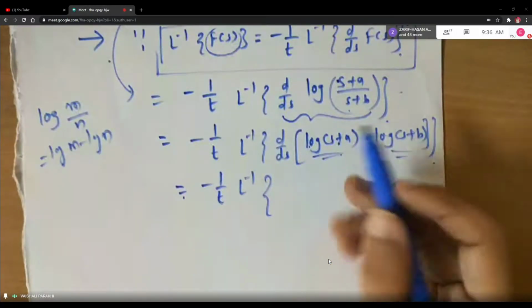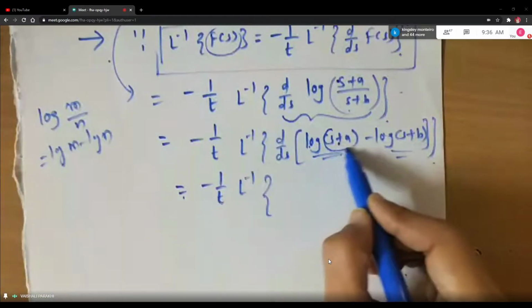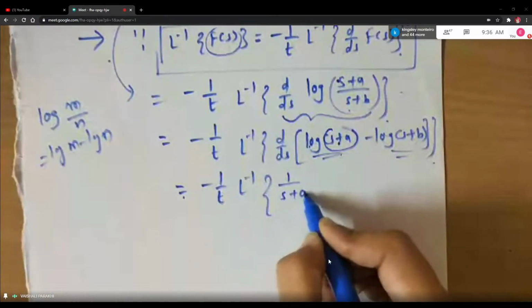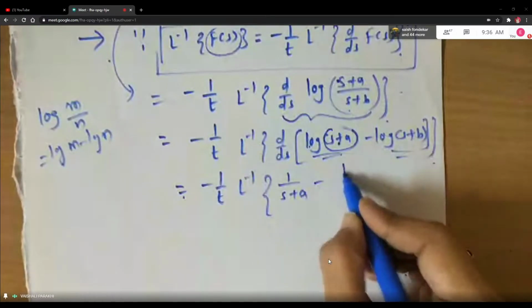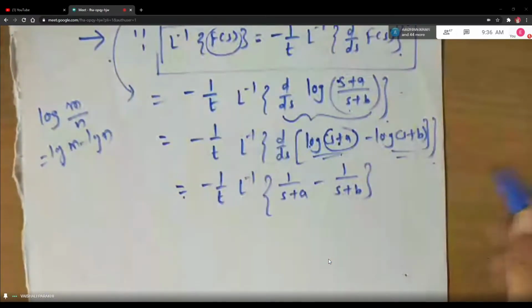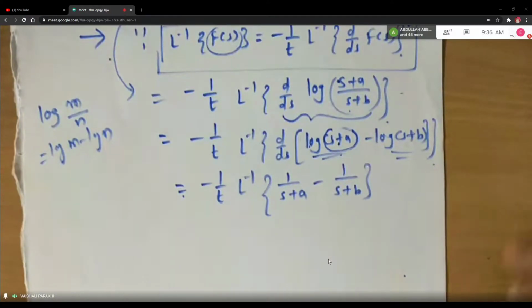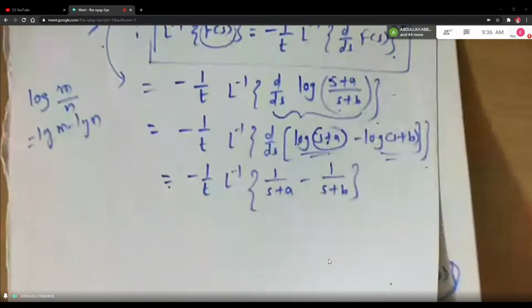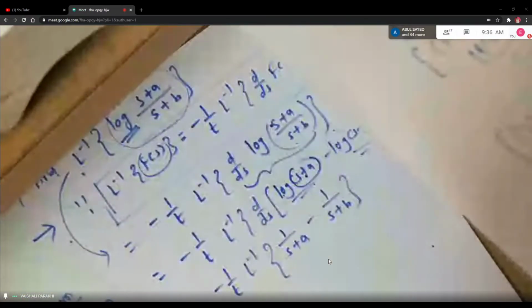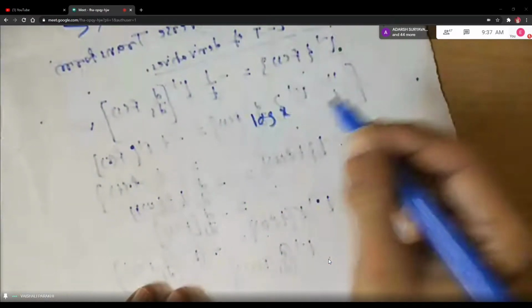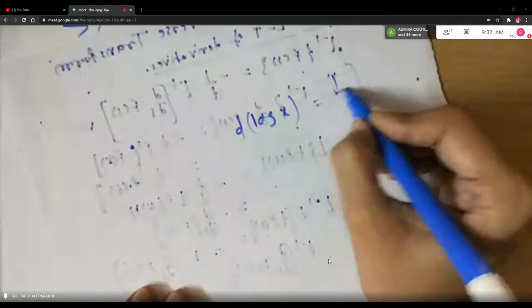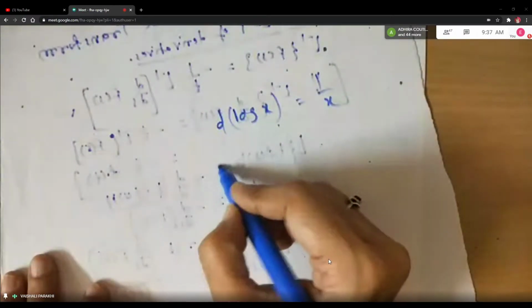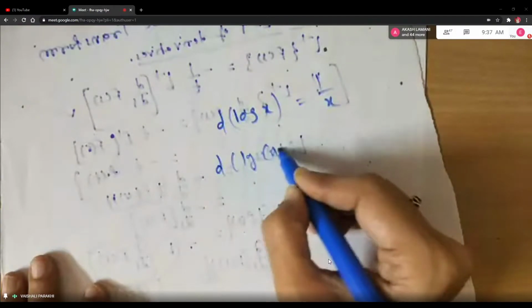So derivative of log x is 1 upon x. But in place of x, what you have, students? 1 upon s plus a. Similarly, derivative of this log will be 1 upon s plus b. Now, before proceeding, I want to tell you, some students get confused with the formulas. How? Suppose you have a function log x. Its derivative, you told me, is 1 by x. Suppose you have derivative of log of a plus bx.